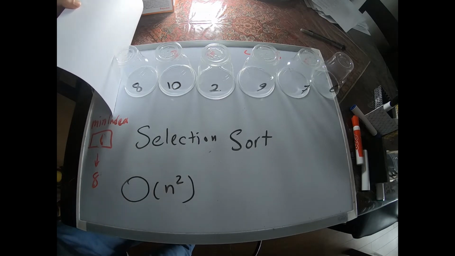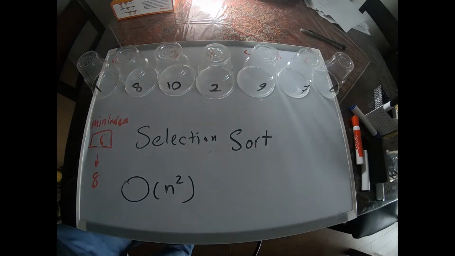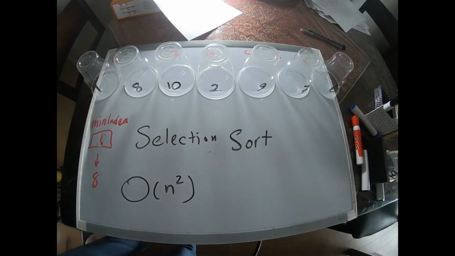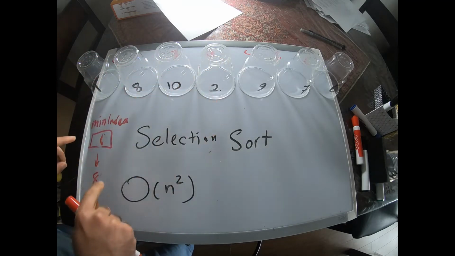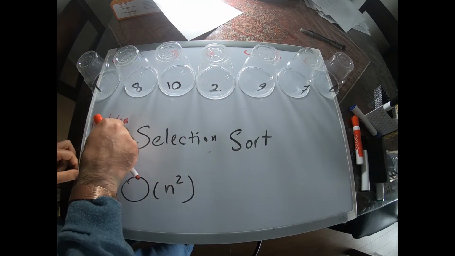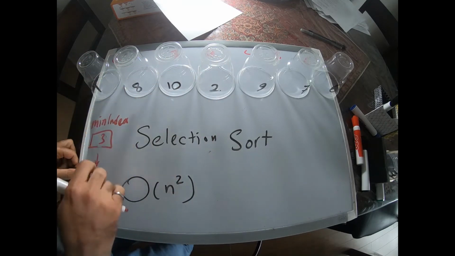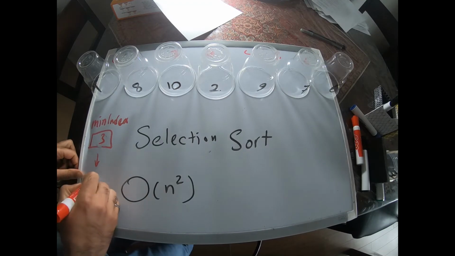And my minimum number is 8. Okay, I compare 8 and 10, no changes. 8 and 2, I need to change. So my minimum index becomes 3, and the smallest number is 2.